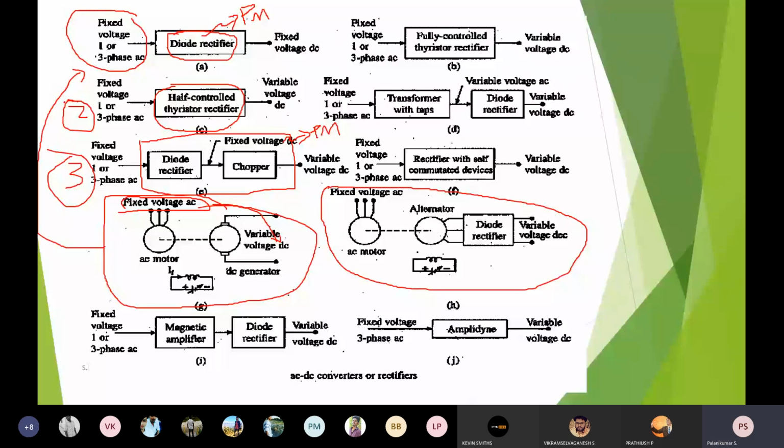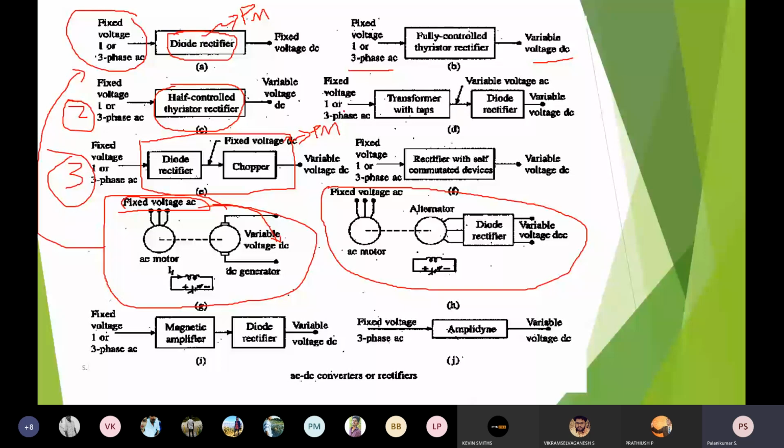Now, because of the advancement of power electronics, I can introduce a power modulator. Here also power modulation is happening: AC to variable DC by means of a rotating machine, or by means of static circuits. With static circuits I can get the required output. The same way, I am having a three-phase AC and I can have a variable voltage DC. Another option is a fully controlled thyristor rectifier. So two stage is also possible.